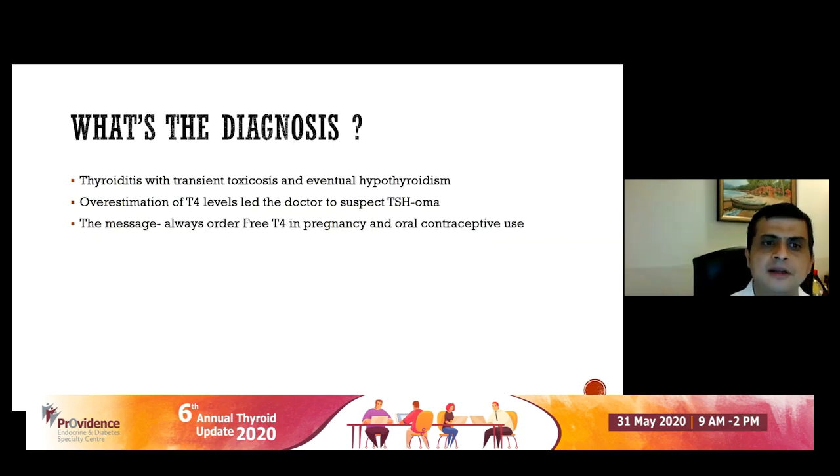So, ladies and gentlemen, thyroiditis with transient toxicosis and eventual hypothyroidism is the diagnosis. Why was the T4 high despite hypothyroidism? That was because of the oral contraceptives, which cause a high T4. You do a free T4, and the problem can be solved. In this case, an MRI was probably not required. But the message is, whenever you have a patient on oral contraceptives and or pregnancy, always try to order the free T4 or multiply the total T4 by 1.5. The point I'm making is sometimes women may not tell us that they are on oral contraceptives, and you may like to ask them this question.